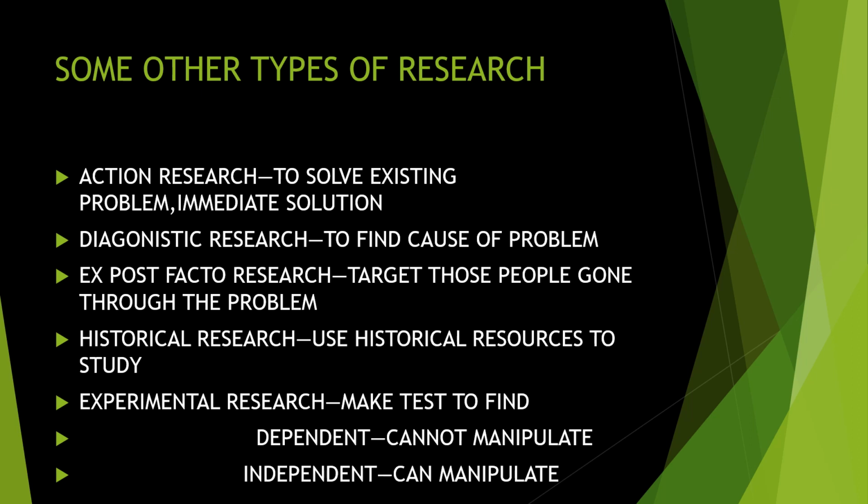Experimental research makes a test to find out, so it is scientific. Experimental research is very scientific and very true also. There are two types of variables in experimental research. One is the dependent variable. The dependent variable cannot be manipulated. You have to know that, because they ask such questions. The independent variable can be manipulated in the research process, not the dependent variable.